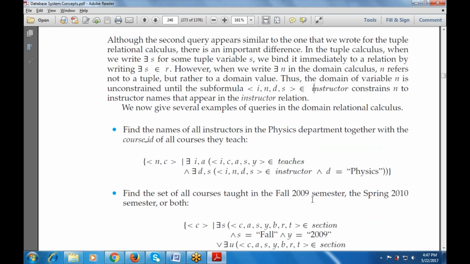The next query is: find the names of the instructors in the physics department, together with the course ID of all the courses they teach. That means we are combining each and every course ID. There exists I in instructor, there exists T in teaches, such that the instructor belongs to the physics department.